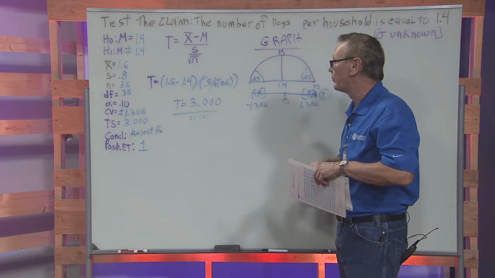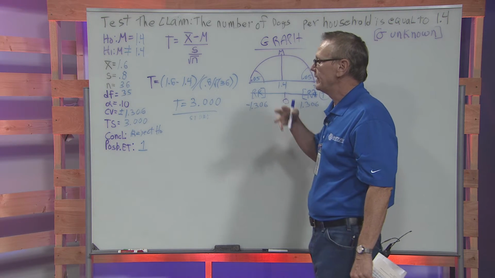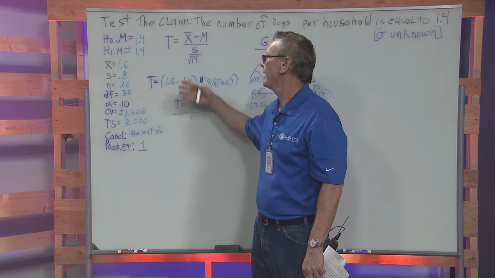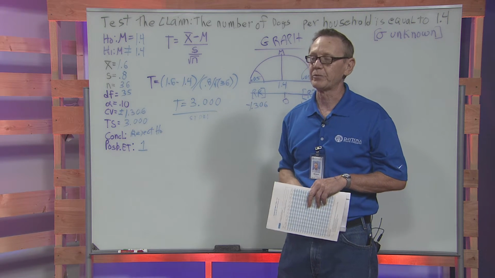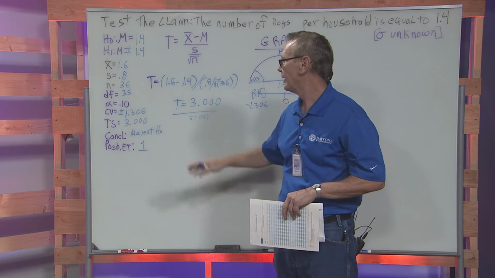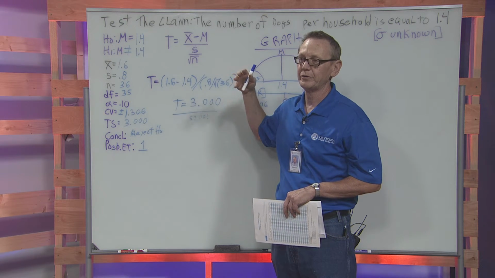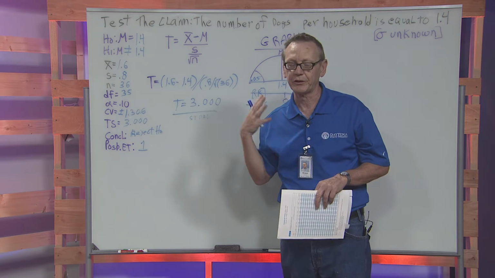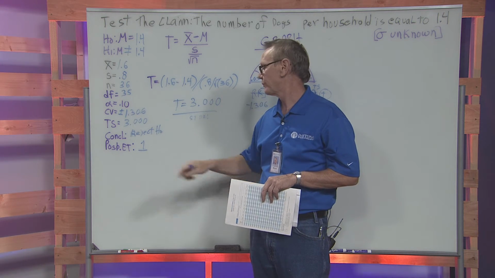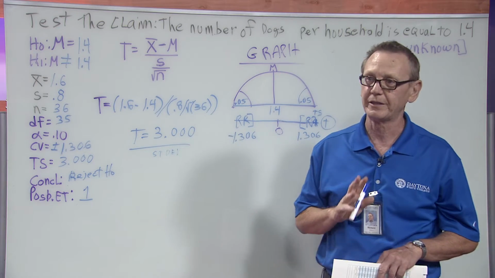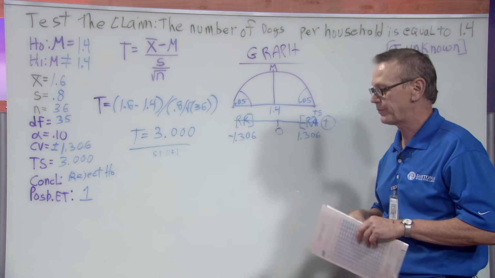So error type 1 is just a designation for when you reject the null hypothesis, there's a certain probability that it's true. If you were to draw a conclusion erroneously about the null, that would be an error type 1. So reject is error type 1, fail to reject is error type 2.